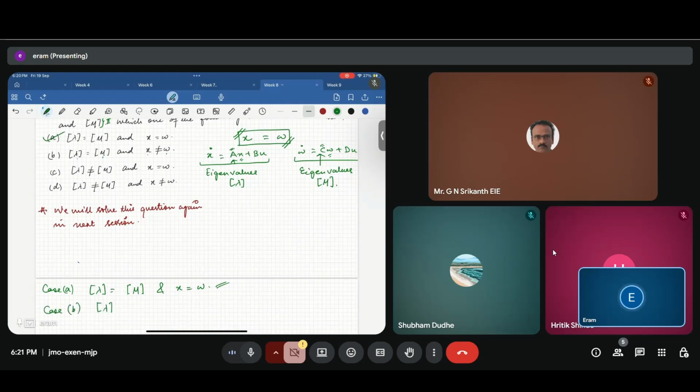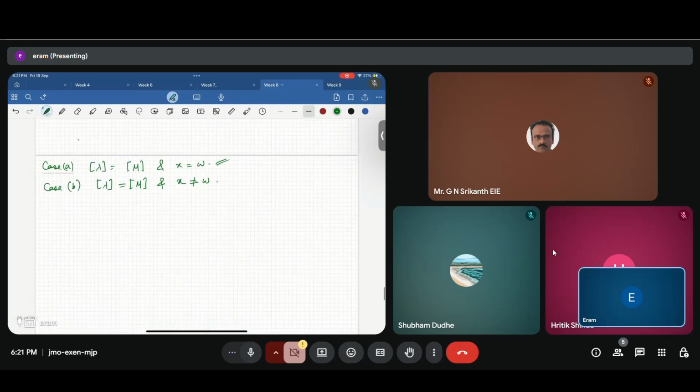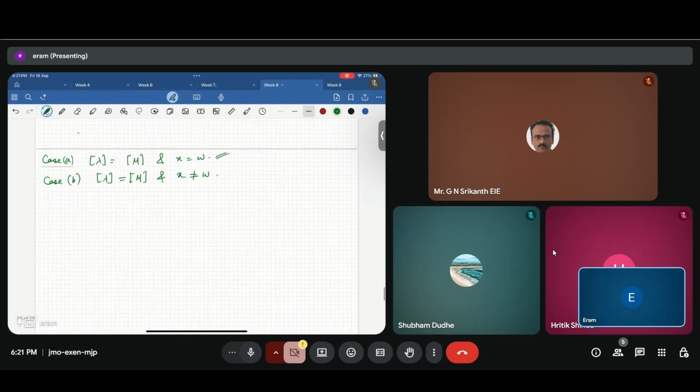Okay, and the second option, let's call it case B, is saying that the set of eigenvalues are the same but the states are not equal to each other. So what does it mean? It means that someone has chosen a set of states as x, and another one has chosen a set of states as w, which are not equal, but it is saying that their eigenvalues are equal.